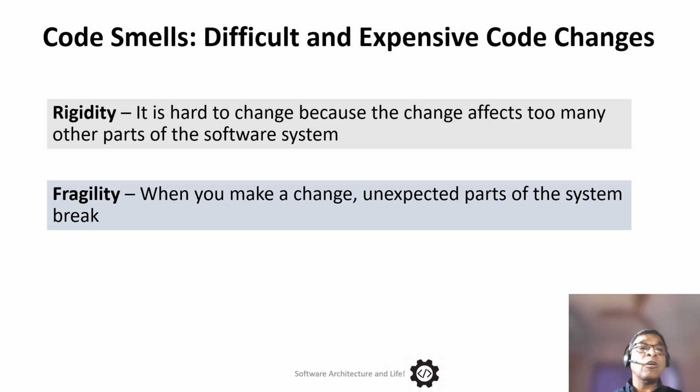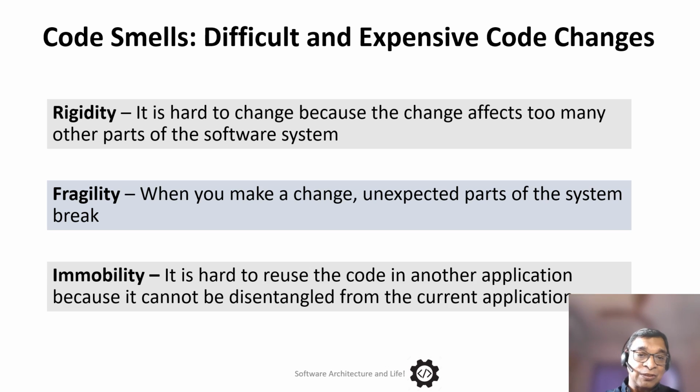Next, let's talk about fragility. Fragility refers to when you make changes in one part of the system, and another unexpected part of the system breaks. That is fragility. Again, fragility might be because of tight coupling or it may be because of poor encapsulation. Where rigidity talks about difficulty in making the changes, fragility talks about breaking of the unexpected part of the system.